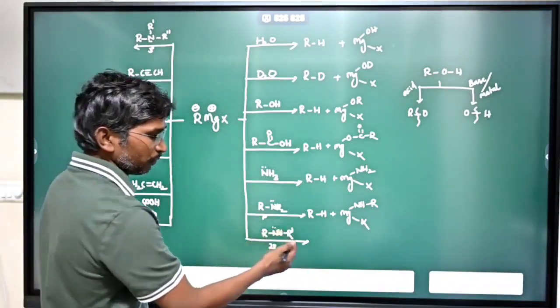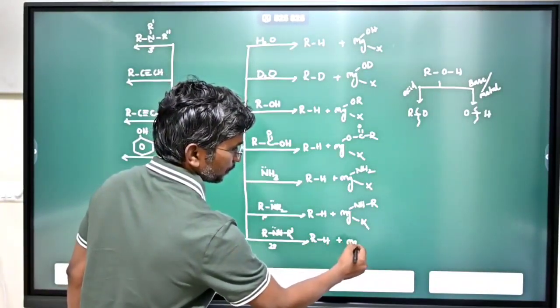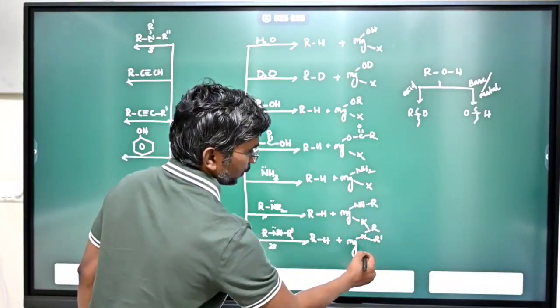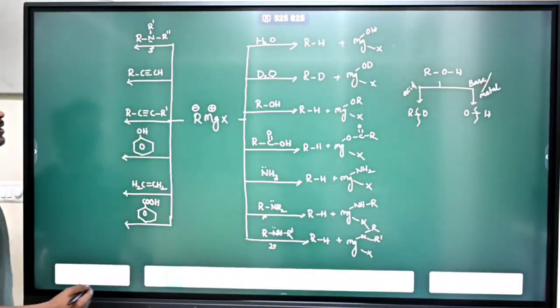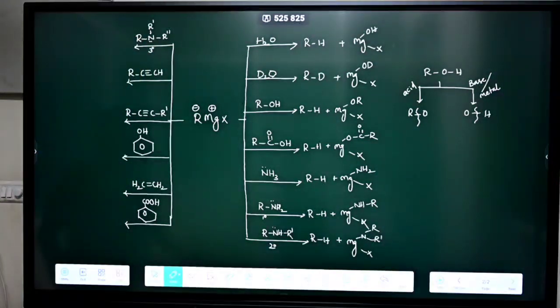Then here, only one hydrogen is there that can react with R minus. Mg and R dash, hydrogen. Next, if you take a tertiary amine, there is no acidic hydrogen, there is no hydrogen, that's why it does not react with the Grignard reagent.